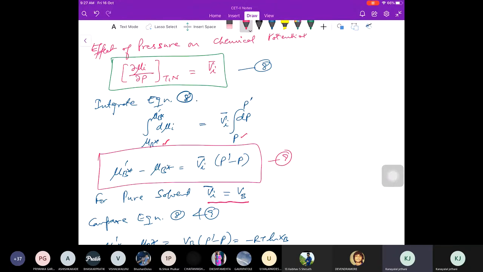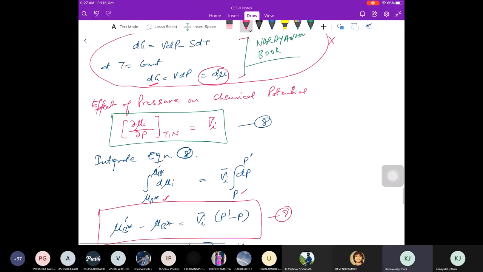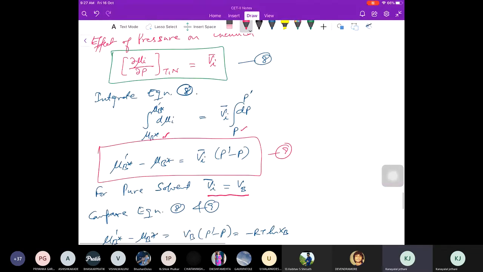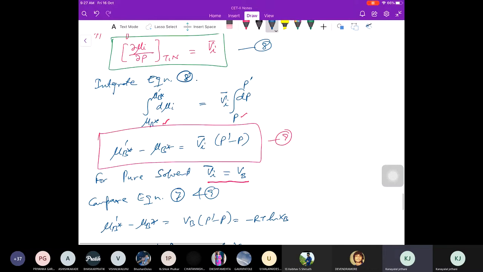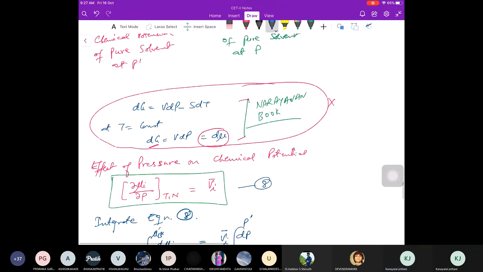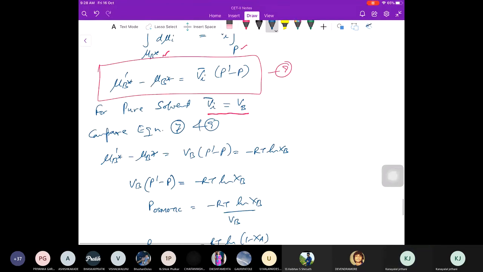So if you compare equations 7 and 9, what you'll get is mu b star prime minus mu b star is equal to, from 9, vb into P prime minus P, and from equation 7, that is nothing but minus RT ln xb. Right? So we get this equation. Any questions on this equation? Essentially, we are combining equations 7 and 9. So we can write this as vb into bracket P prime minus P is equal to minus RT ln xb.